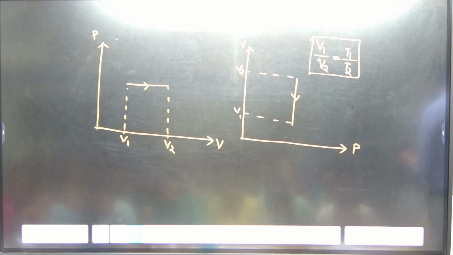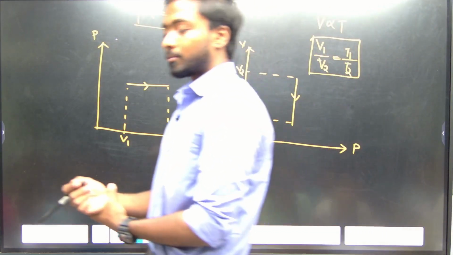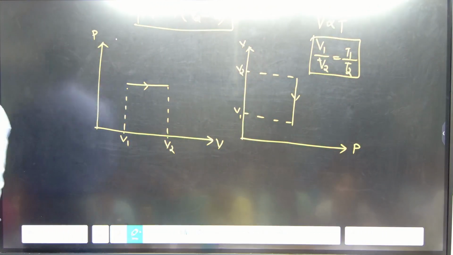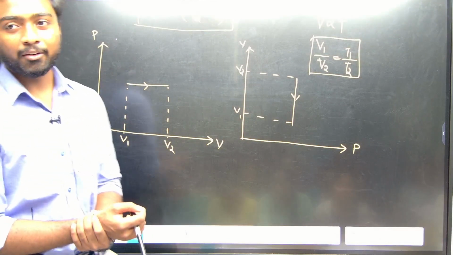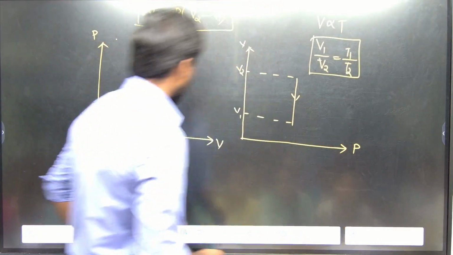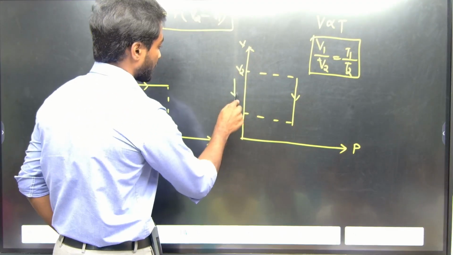So what is the first graph telling? Pressure is constant, volume is changing. How is it changing? Is it increasing or decreasing? What about the second graph? Here volume is increasing, here volume is decreasing.